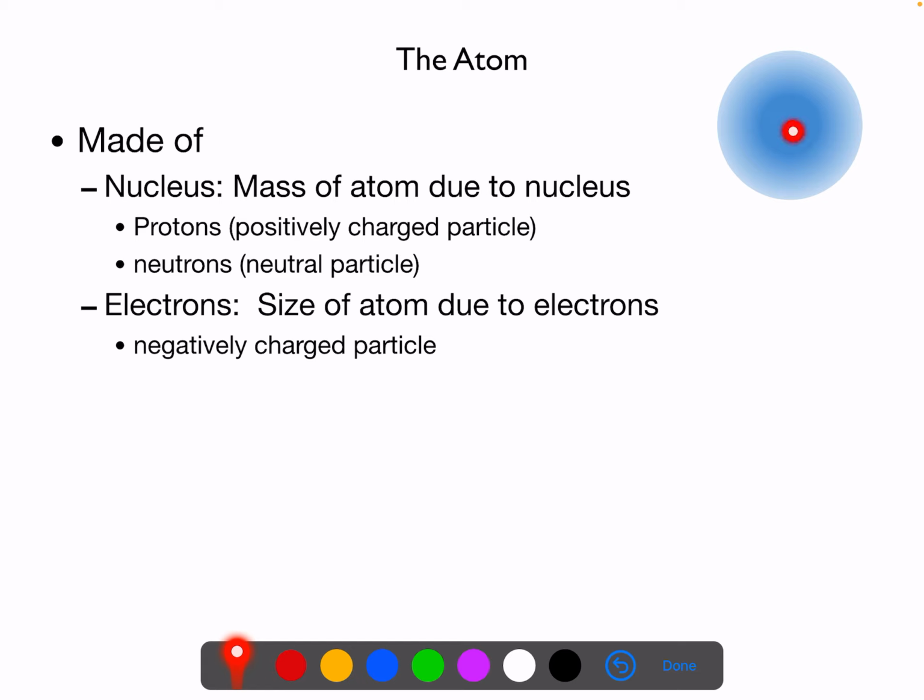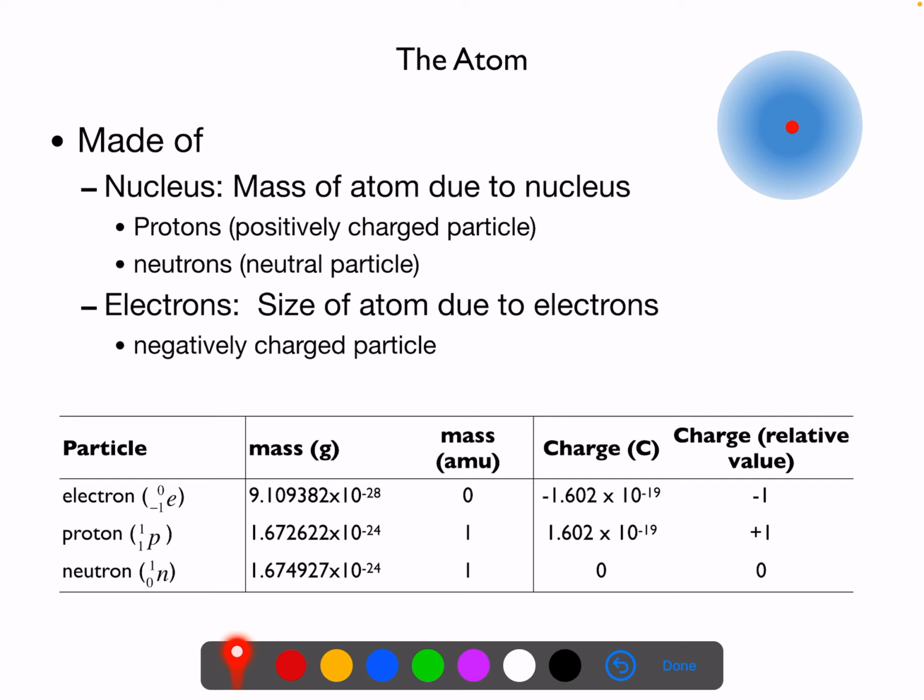Within this nucleus, which contains all of the mass of the atom, we have two particles, the proton and the neutron. A proton is a positively charged particle, and a neutron is a neutral particle. And the electrons are negatively charged, and they are somewhere around the nucleus. So again, all of the mass is in the nucleus, made up by protons and neutrons. All of the volume or size is made up by the electrons.